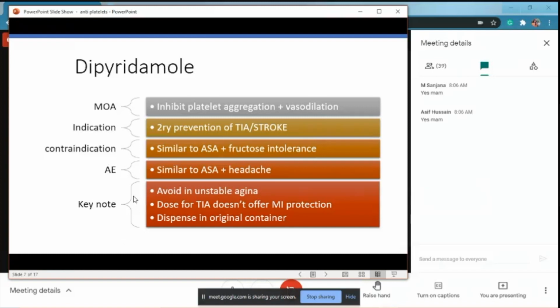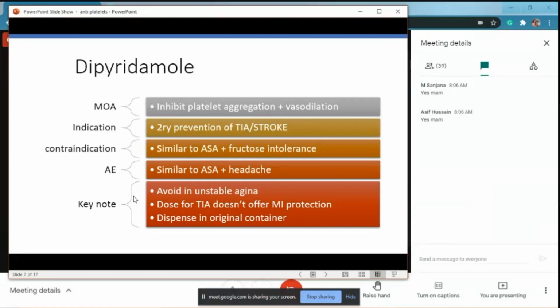But usually we use the combination of dipyridamole and aspirin in the prevention of TIA and stroke. So here we are going to discuss the combination, not the single drugs. Whenever I discuss indications and contraindications, it's just with aspirin. The mechanism of action is the same as aspirin. It inhibits platelet aggregation, but one additional effect of dipyridamole is that it can induce vasodilation.